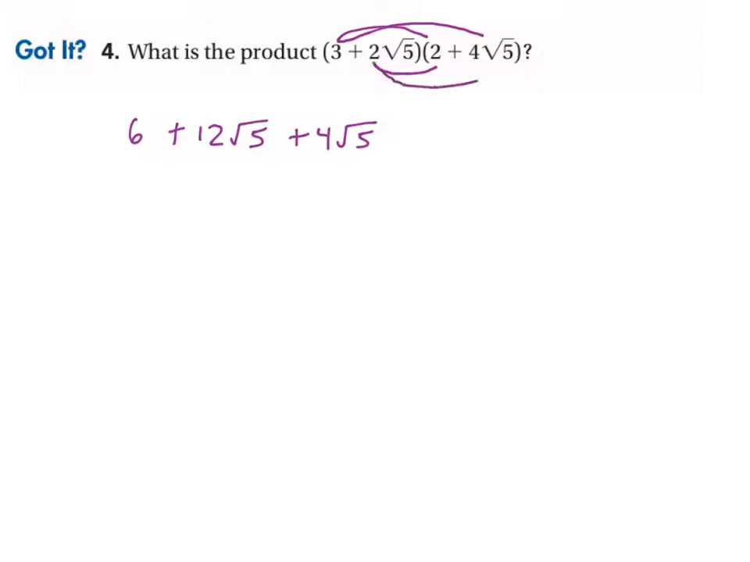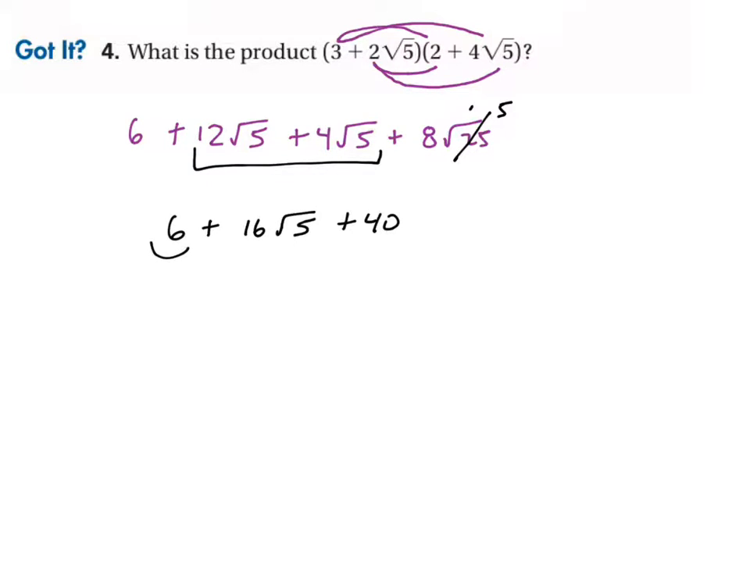And then 2 square root of 5 times 4 square root of 5, that's going to be 8 square root of 25. We just want to simplify, so we've got like terms here. This becomes 5, so we multiply those. So 6 plus 16 square root of 5 plus 40. Bring together your like terms. 46 plus 16 square root of 5.